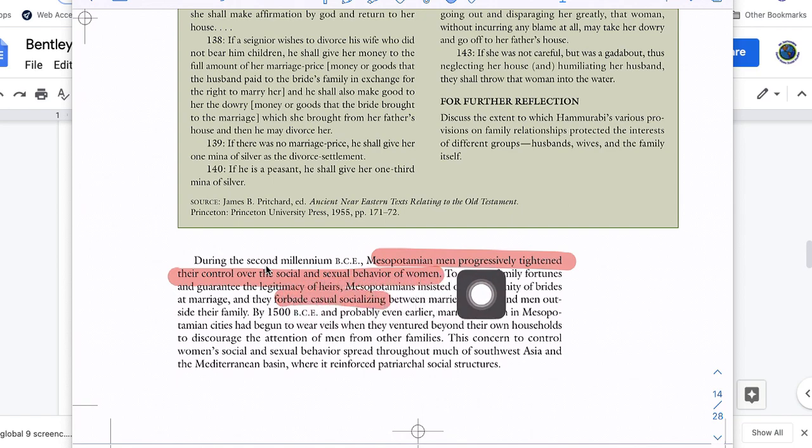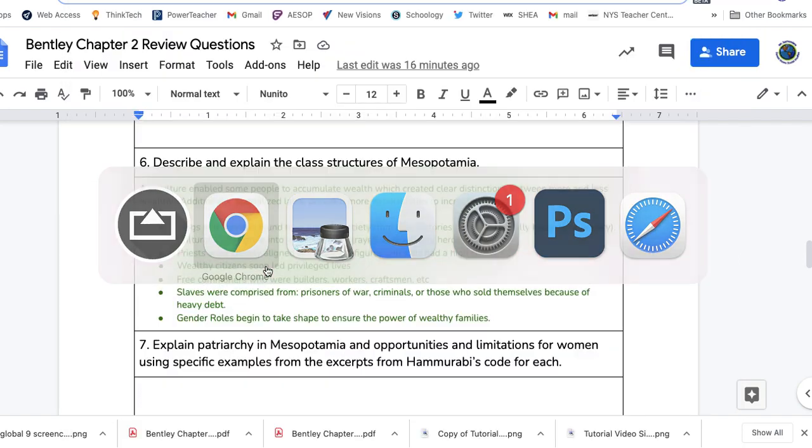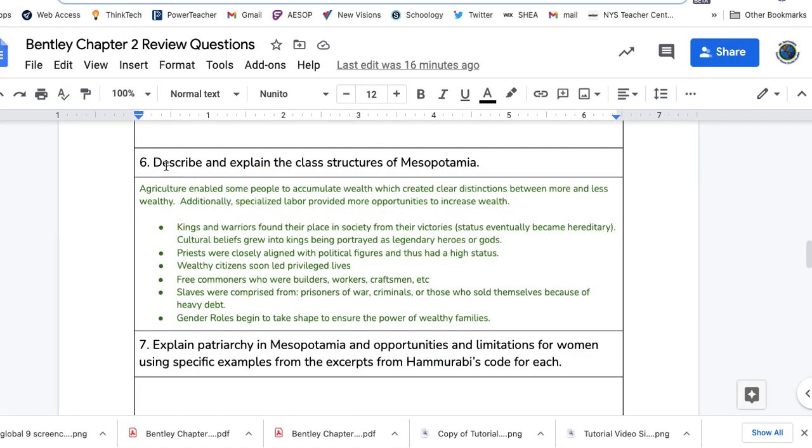And this was to protect their families. They were not letting their daughters out for casual socializing because they were saving them so that they could be married off into another wealthy family. So with that, let me just navigate back over to the page and begin to show a few things that I wrote down as a way to explain class structures of Mesopotamia.